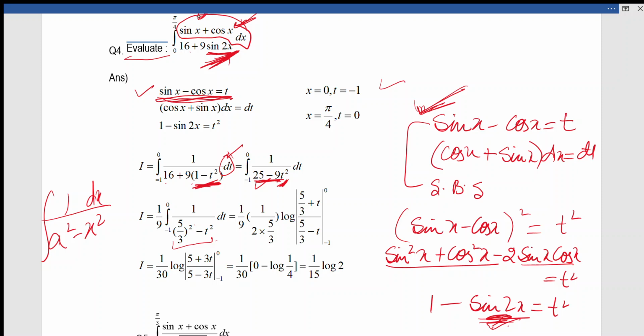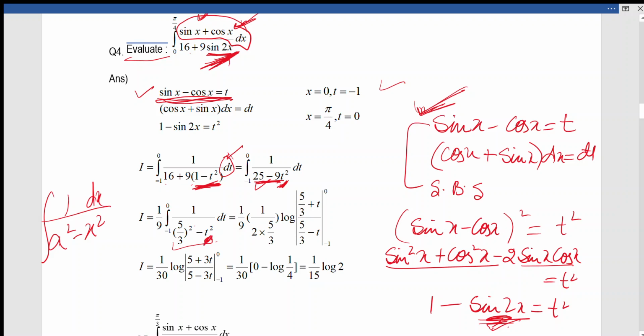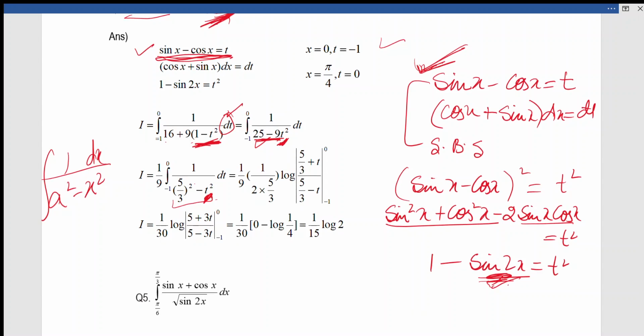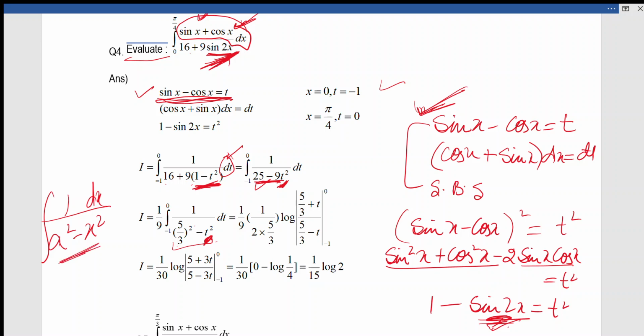So make sure the coefficient of t square is 1, so that you don't make an error later. Then you can apply the formula for the integral of 1 upon a square minus x square, which is 1 upon 2a log of a plus x upon a minus x. Put in the limits and you will get the answer.